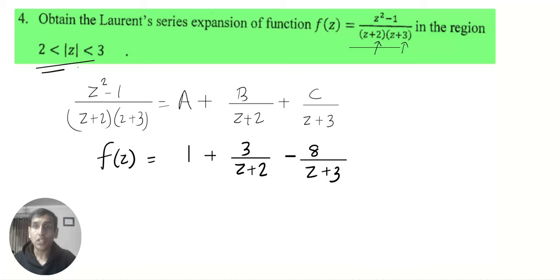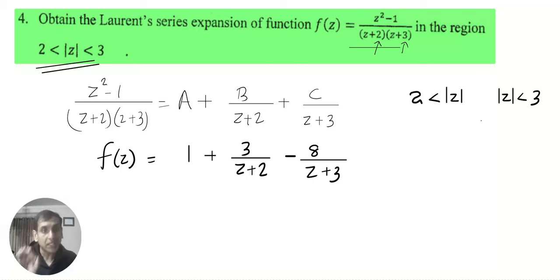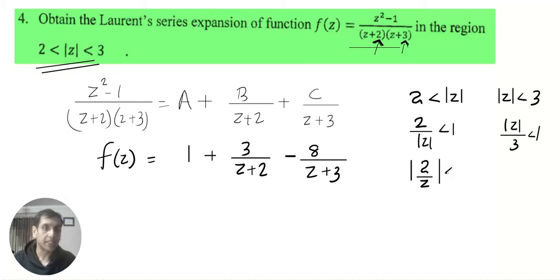Now comes the most important part. 2 is less than mod z and mod z is less than 3. I told you, you must convert it into the numbers given in the denominator. And you should always create less than 1. So 2 by mod z is less than 1. Mod z by 3 is less than 1. So mod 2 by z is less than 1. So it is obvious. Here we have to take z outside. And here z by 3 is less than 1. So it is very clear 3 should be taken outside.